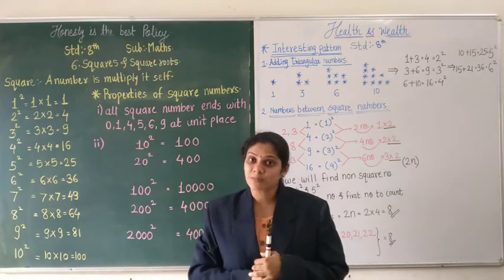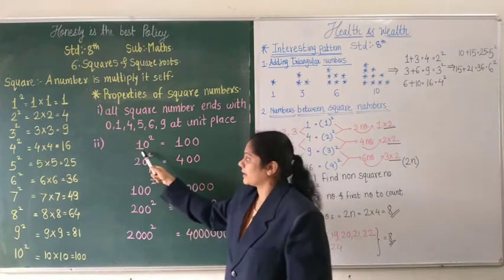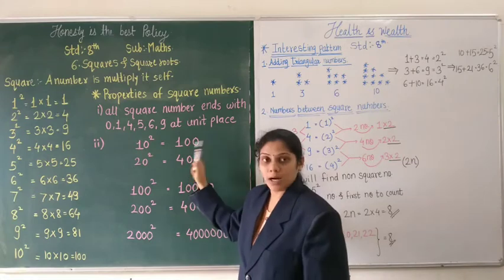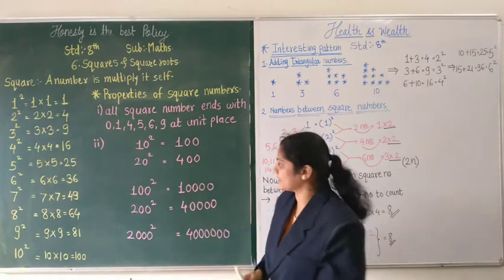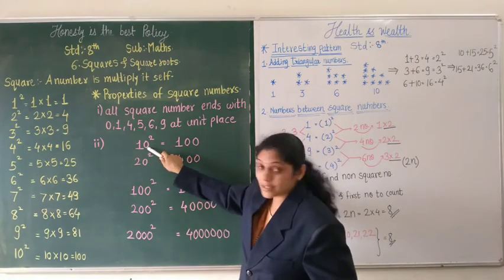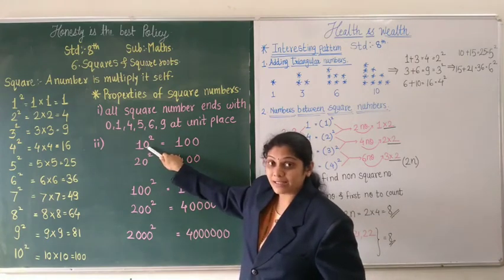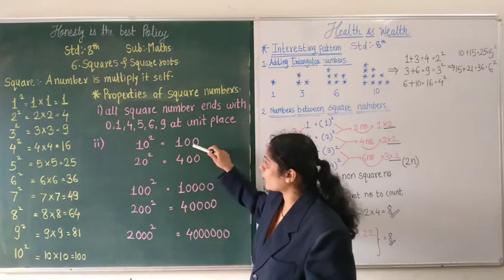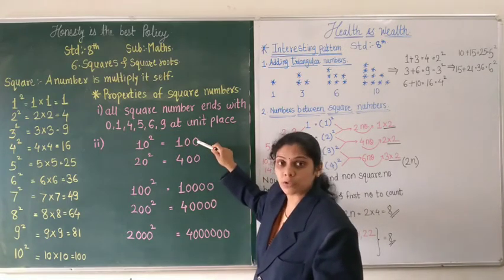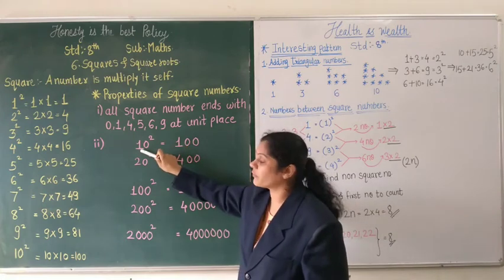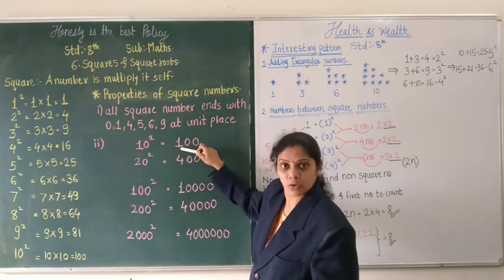Now my next property. Look here: 10 square is equal to 100, 20 square is equal to 400. You can see there is a 1 and a 0. But when I find the square of the number, how many zeros are there? 2. That means the one 0 here becomes 2 zeros. And what is the square of 1? It's 1. Is it right?